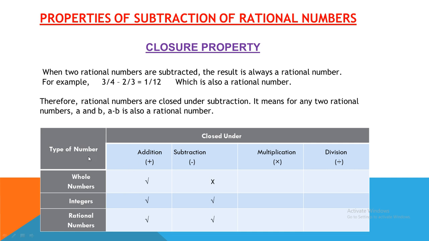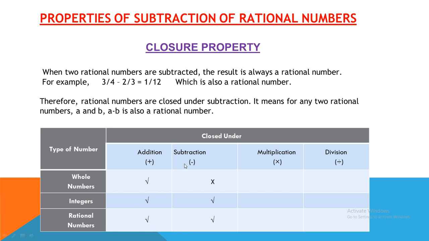Now look at this table. I have here the types of numbers: whole numbers, integers and rationals. Are they closed under addition? Look here, whole numbers. When we add two whole numbers, we'll get another whole number. Yes, we will get. If we add two integers, we will get another integer. Yes, we will get. If we add two rational numbers, we will get another rational number. Yes.